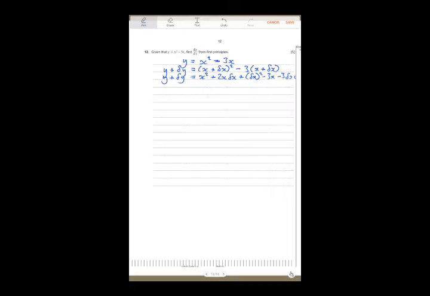Okay, now the next step is we replace y on the left hand side with what it equals in the first line. The y equals x squared minus 3x. So instead of y there, I'm going to write x squared minus 3x plus delta y equals x squared plus 2x delta x plus delta x all squared minus 3x minus 3 delta x. Well, look at all that lovely algebra.